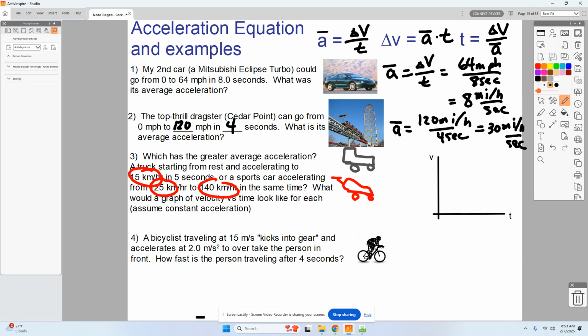If I were to graph the truck's velocity as a function of time, it would be increasing, going faster and faster. Every second, it would be 3 kilometers per hour per second, 3 kilometers per hour faster every second. For those of you that have that strong math background, that'd be the slope of that line. The red car would have the same slope. It's just higher up on the axis. It starts at 125, it gets to 140. In the same amount of time, it would have the same acceleration.